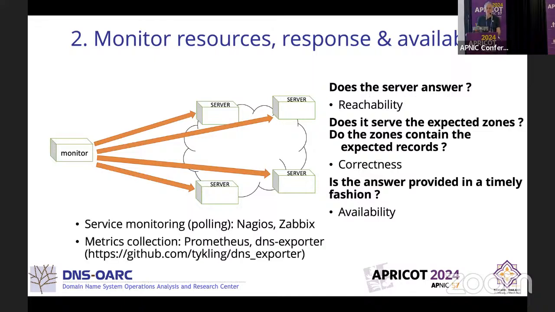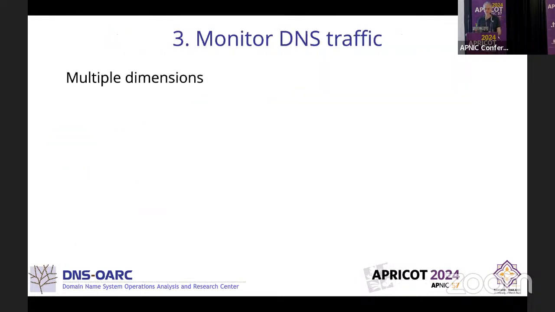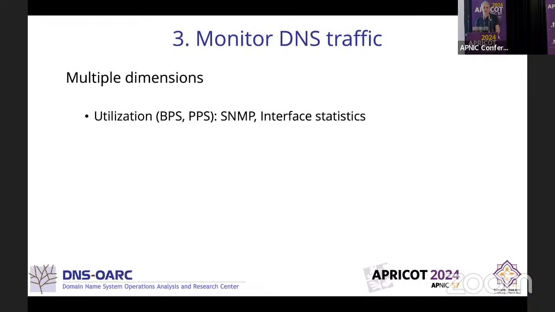You may have some metrics collection like Prometheus DNS Exporter or one of these tools that pulls all this data and puts it in a database, does some query checking and so on, but you may not be going as deep as you want to when it comes to what traffic is actually being received by your DNS servers and what they are replying. So monitoring DNS traffic. There are multiple dimensions to this. The first one you'd be interested in would be utilization. So how much traffic is there?